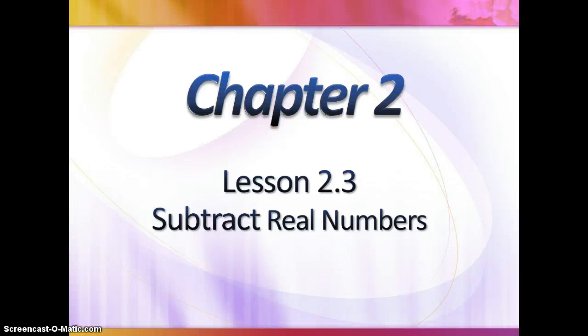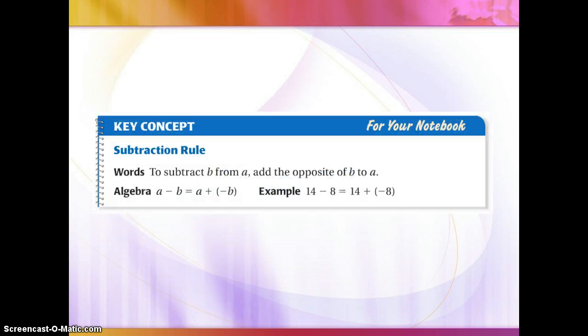Chapter 2, Lesson 2.3, Subtracting Real Numbers. Here are some key concepts about the subtraction rule for your notebook. To subtract B from A, you want to add the opposite of B to A. So algebraically, the expression will say A minus B equals A plus negative B.